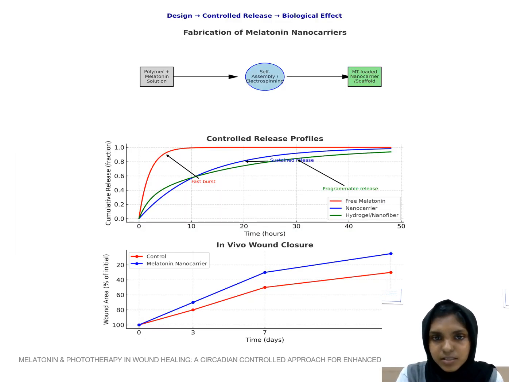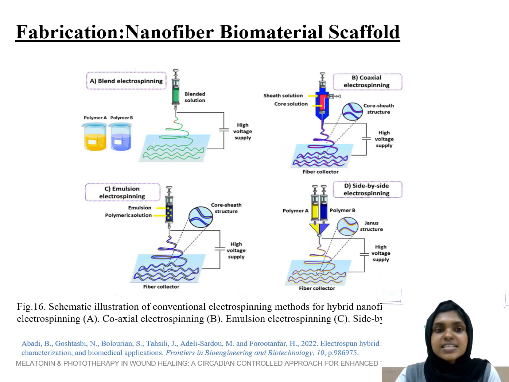Then this is the graph showing the fabrication of melatonin carriers: design, control, release and the biological effects. As we can see, there are controlled release profiles, and this next graph is showing the in vivo wound closure, how this drug release compares to the wound closure. This graph shows that both the normal treatment and the melatonin treatment are efficient in wound closure.